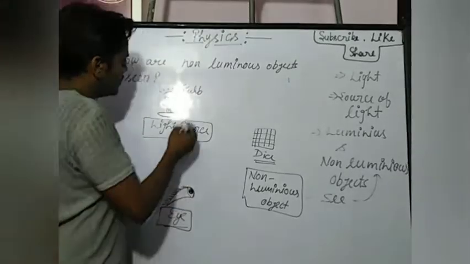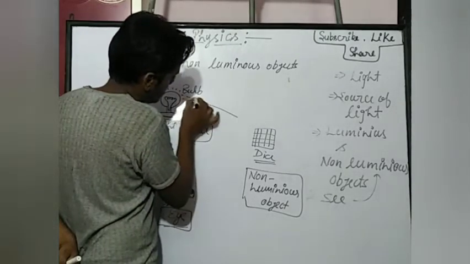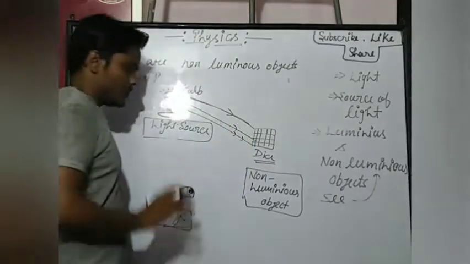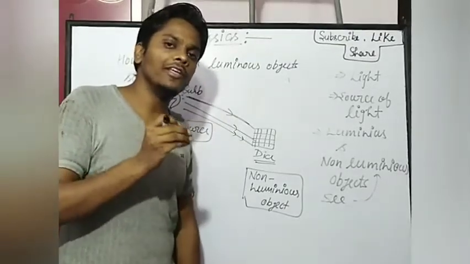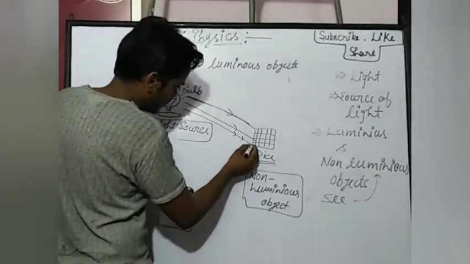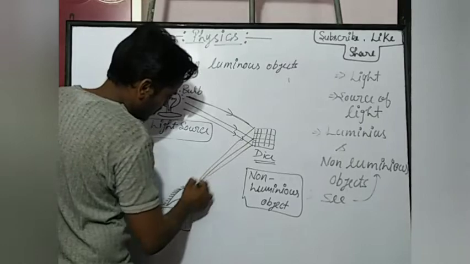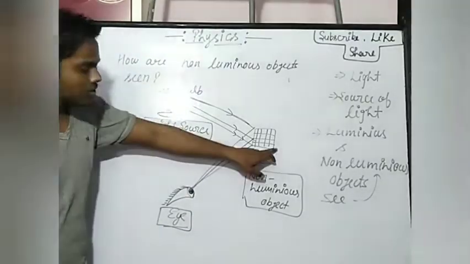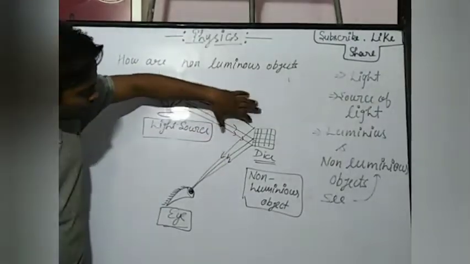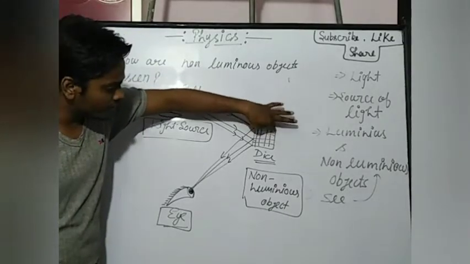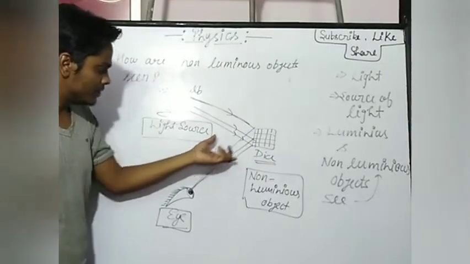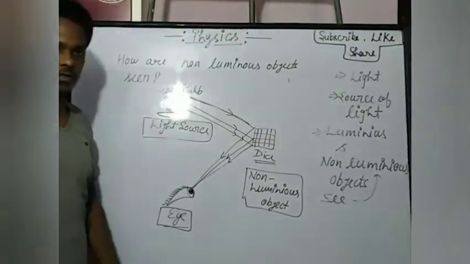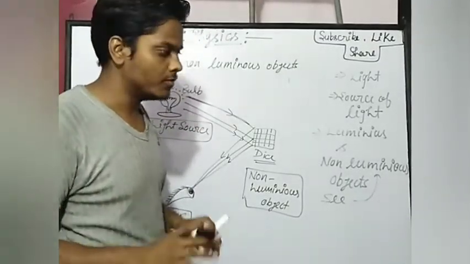When light falls upon the non-luminous object and then reflects to our eyes, once again, when light falls upon this non-luminous object, after falling on this surface, it will reflect and go to the human eye. Then we are able to see this object.